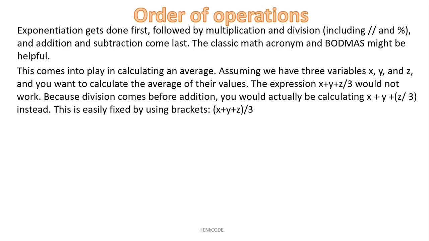Assuming we have three variables x, y, and z, and you want to calculate the average of these values, the expression x plus y plus z over 3 would not work because division comes before addition. You would actually be calculating x plus (y plus z over 3) instead. This is easily fixed by using brackets.